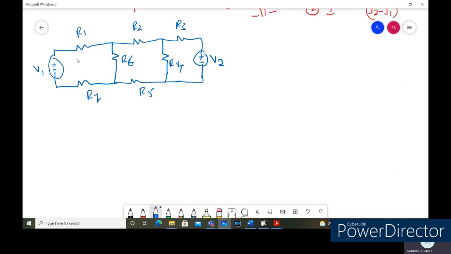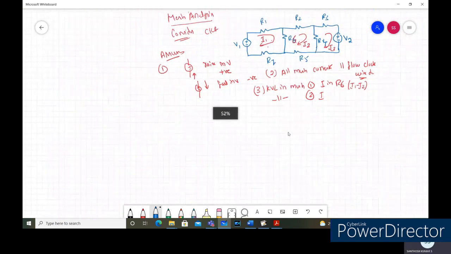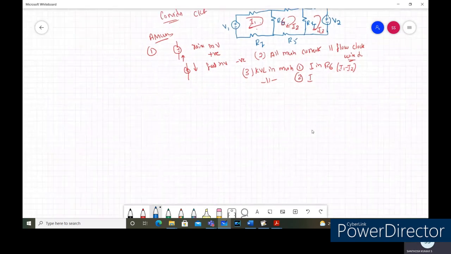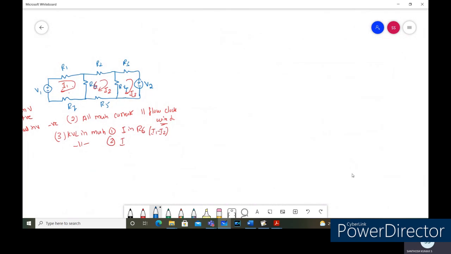So this is the mesh current I1, this is the mesh current I2, and this is the mesh current I3. We'll assume the mesh currents as I1, I2, and I3. Now we can see it. I'll apply the mesh current analysis. So we'll apply the KVL in mesh 1.